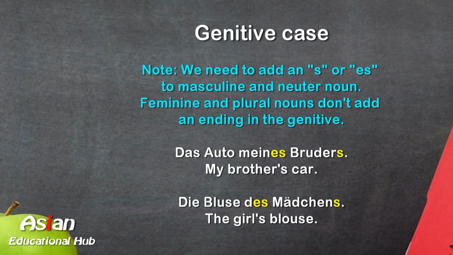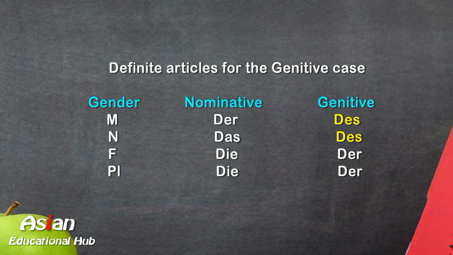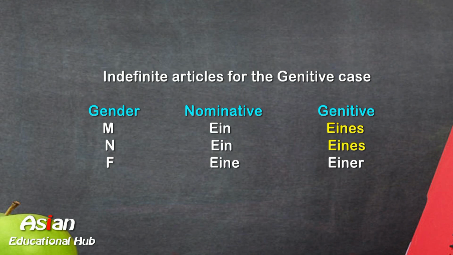Thus: Auto meines Bruders. The Bluse des Mädchens, we have added here s and es. The girl's blouse. And for the definite articles for the genitive case, we have to use des for masculine and neuter nouns, and der for feminine and plural nouns. In the same way, for indefinite articles, eines for masculine and neuter nouns, and for feminine einer.